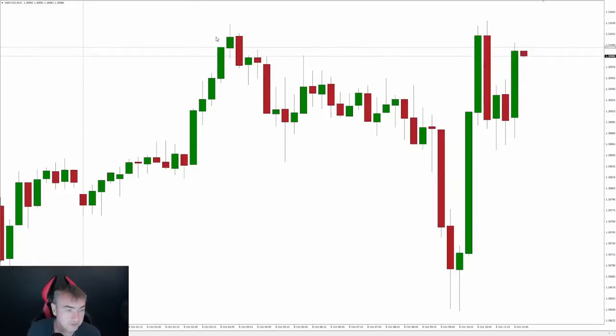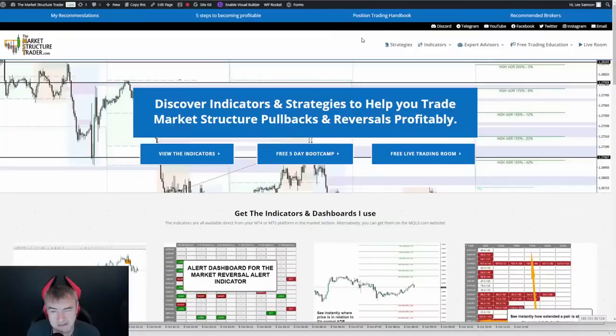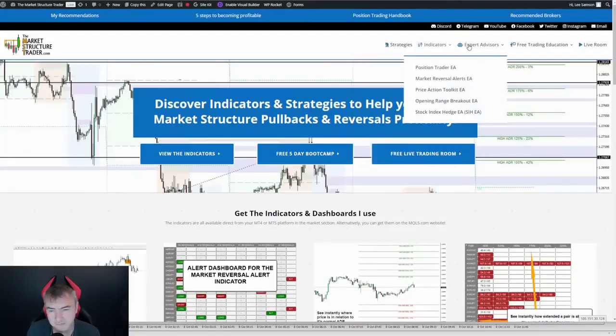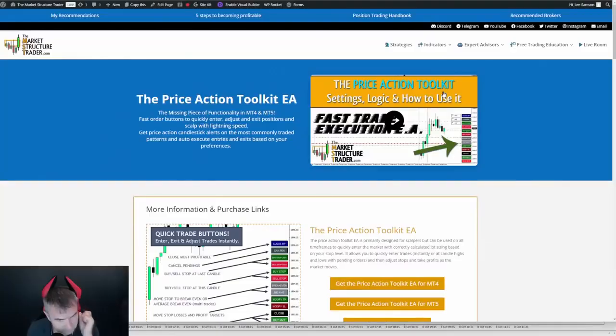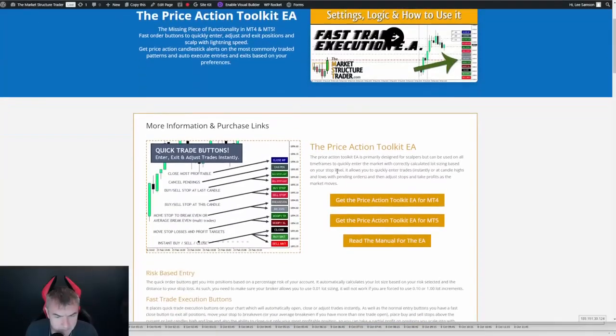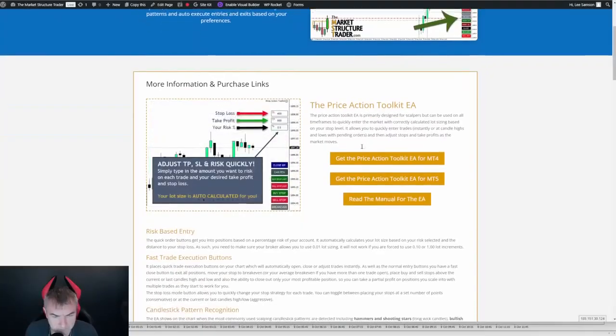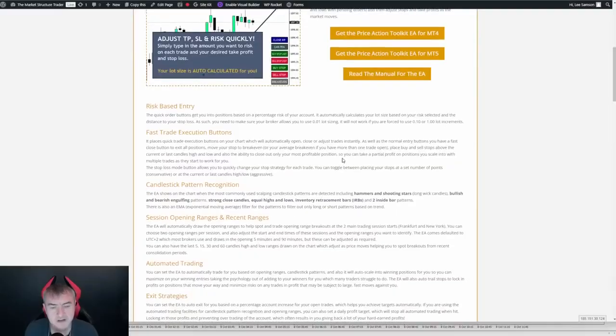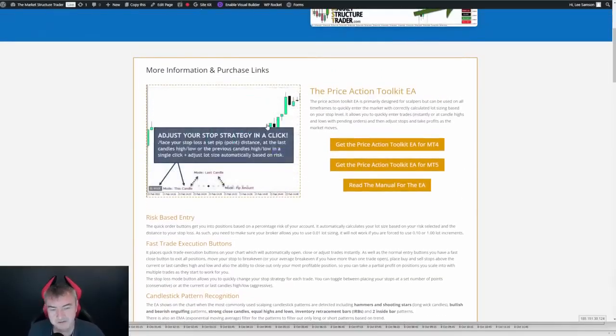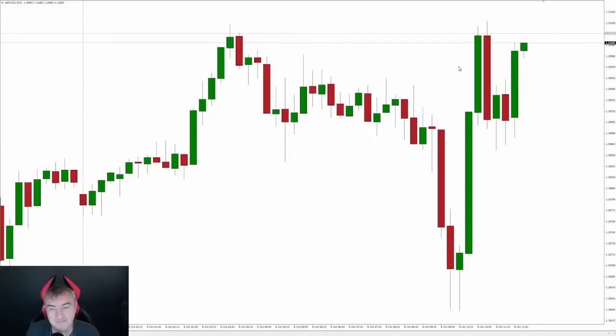If you want to use the price action toolkit, you can use the price action toolkit. Does the price action toolkit work in the strategy tester? I can't remember. It does work in the, but you know, I mean, you don't even need to. I mean, the price action toolkit is for price action trading. Obviously, that's why I built it.